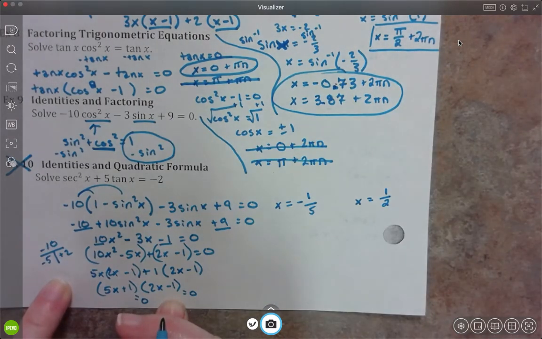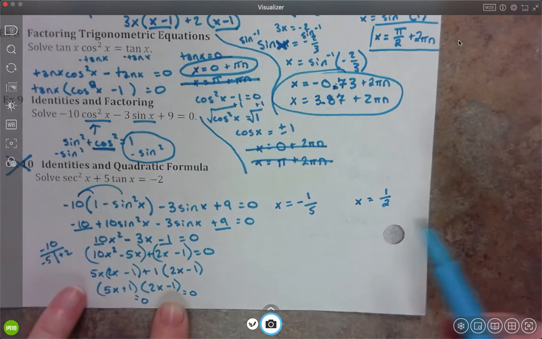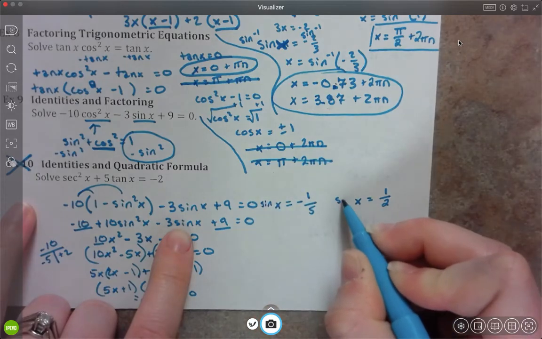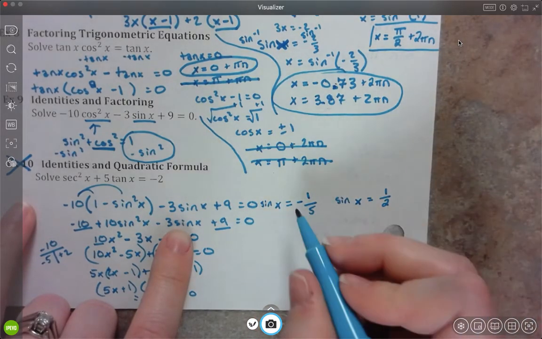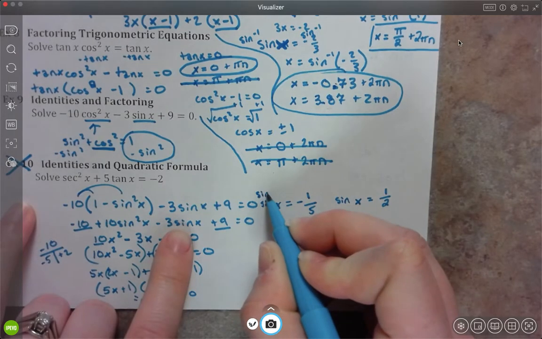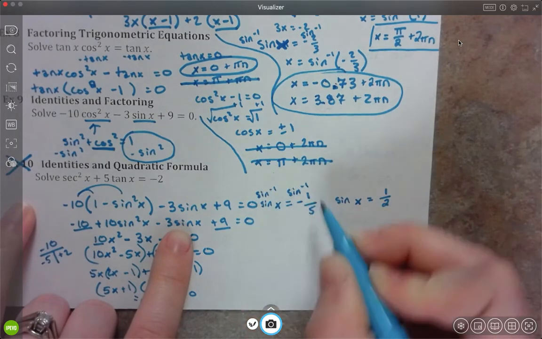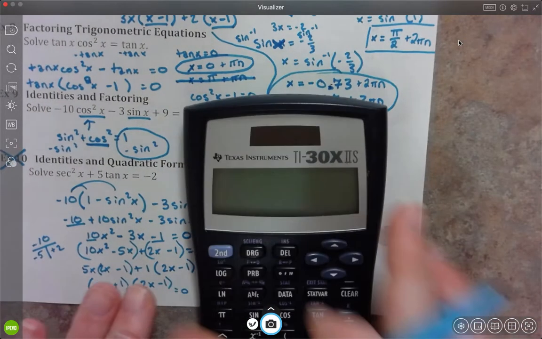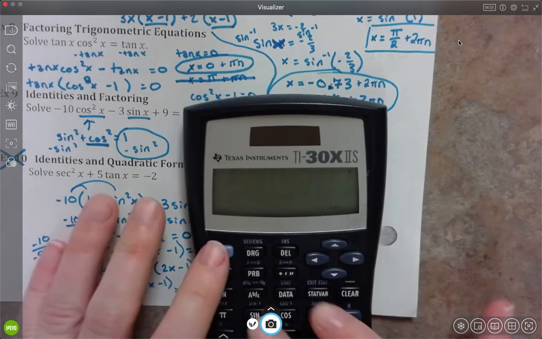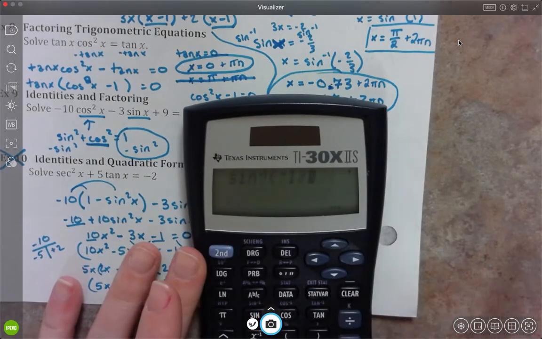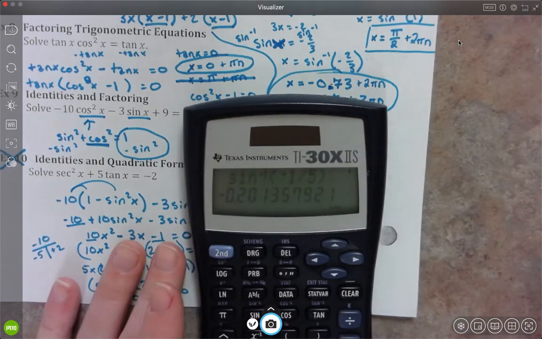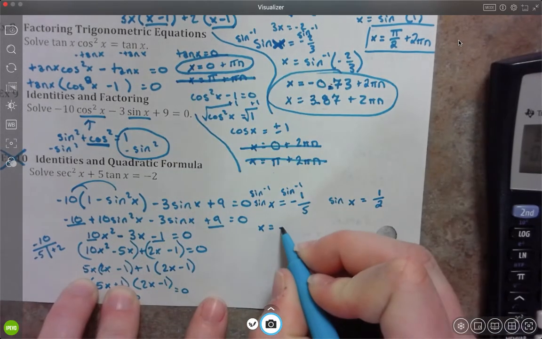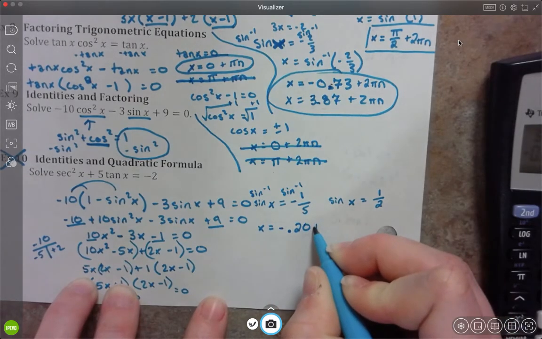All right, now, last thing that I need to do is, it's not x, it's actually sine x. Okay. So to get this x by itself, I'm going to do that inverse sine again. Okay, so x equals inverse sine of negative 1/5. Okay, so I do inverse sine negative 1/5. And I get negative 0.20. Negative 0.20 plus 2 pi n.